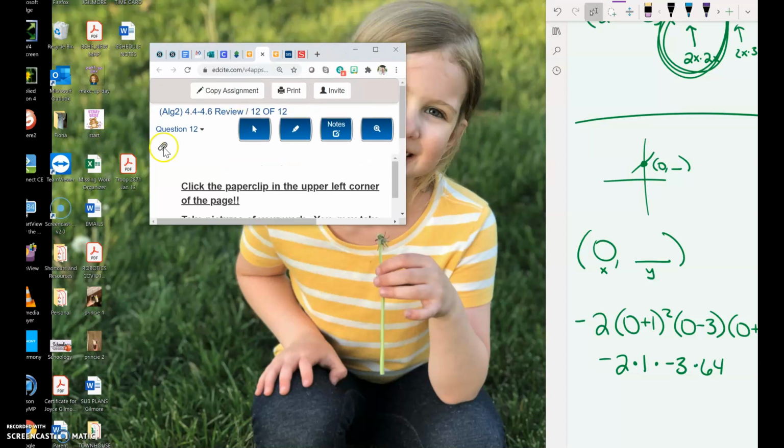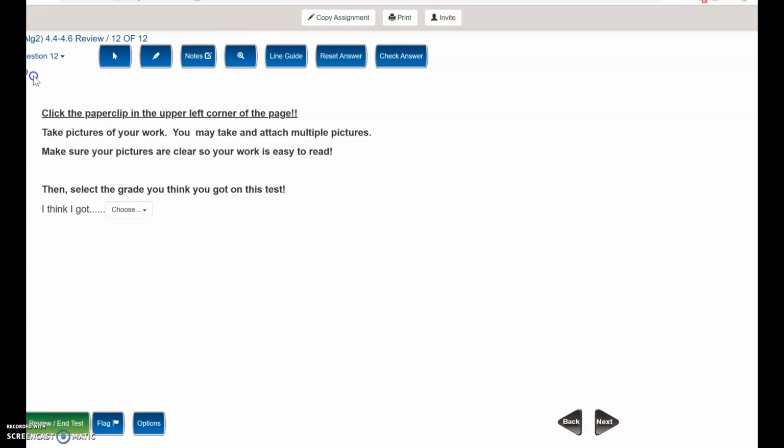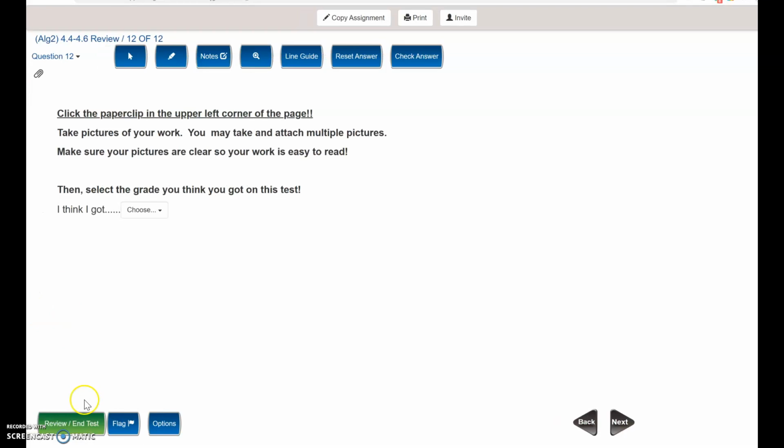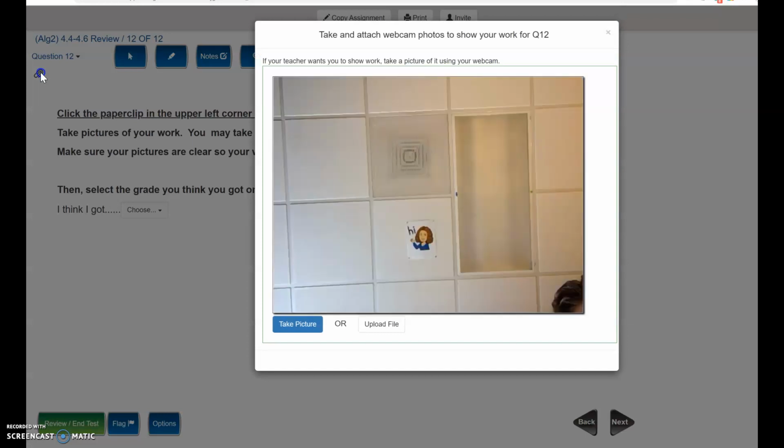Okay, whatever. What you're going to notice is the top left corner of your screen, there's this little paper clip. And when I actually have this full screen, it's right off of where the edge of my recording shows. Let me see if I can fix that really quick. There we go. Click the paperclip in the upper left corner of the page. So you click this little paperclip and it is going to turn your video camera on. So you can see the video camera that I have right here.